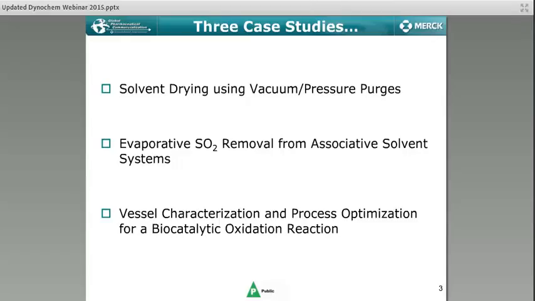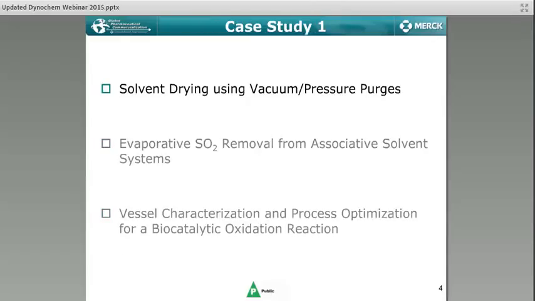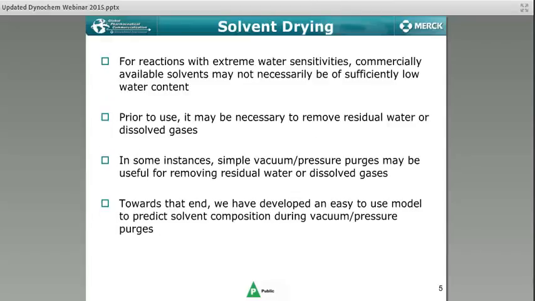Each of these 3 case studies shares some commonality in the fact that what we're really interested in is how gas, either dissolved gases or low-level solvents, are exchanged between vapor and liquid, and how that's handled throughout the system. So I'm going to jump right in. The first study, like I said, solvent drying using vacuum and pressure purges.